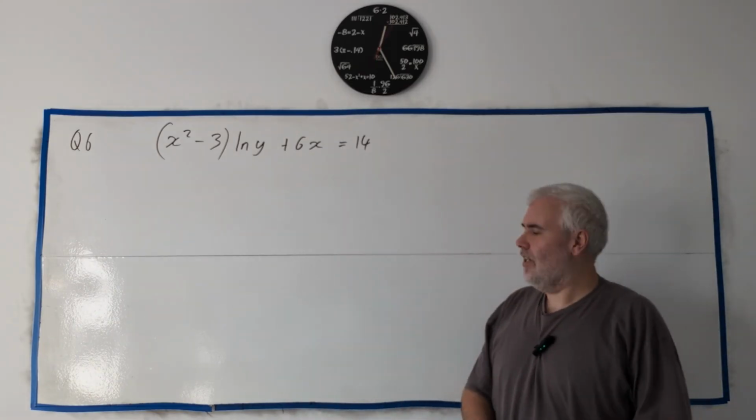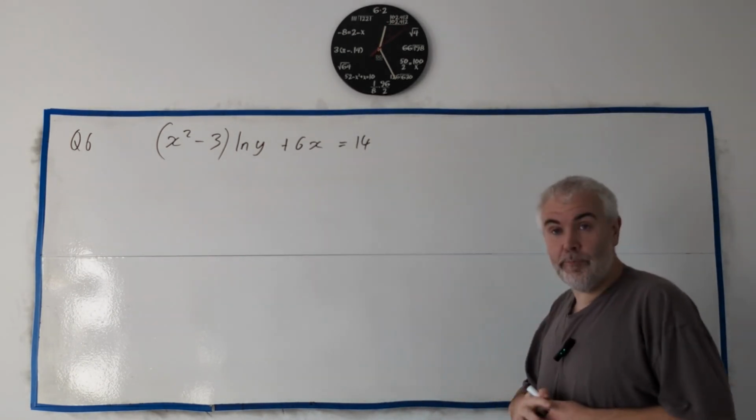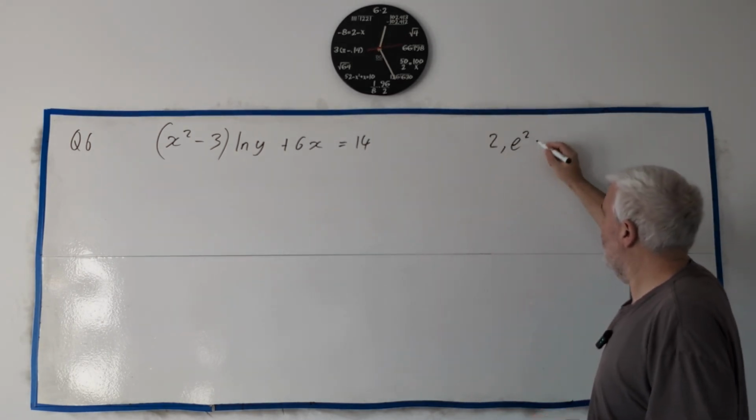Now, part A was sort of just a bonus question. It wasn't the real meat of this question. That's part B. In part B, they tell us about a point at 2e squared.